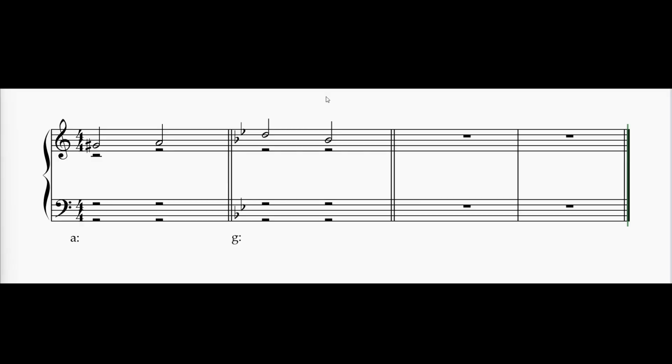Okay, now that we've checked out the rules to write minor interrupted cadences, let's look at these two examples and see if we can write them for ourselves. In our first bar here, we are in the key of A minor, and in the second bar, G minor. For both examples, I've given a soprano line, so let's harmonize them now.